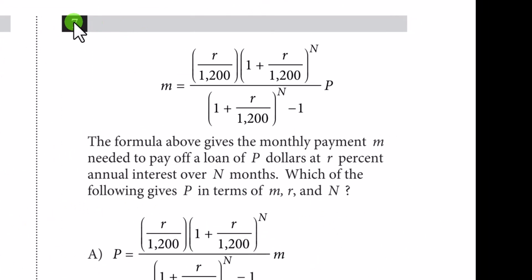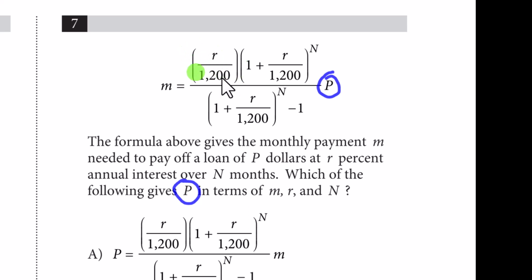Question number 7. This one looks really nasty because you have a lot of numbers here, but it's actually very simple. The question is asking you which of the following gives P in terms of M, R, and N. Okay, so basically they want you to solve for P. In terms of M, R, and N, it really doesn't matter. So they want you to solve for P. All you have to do is take all this junk that's here and move it to the other side of the equation. And you could do this actually in just one step, but I'm going to split it up into 2.